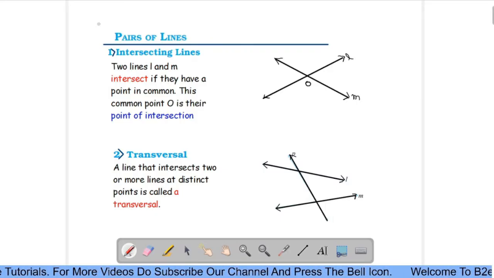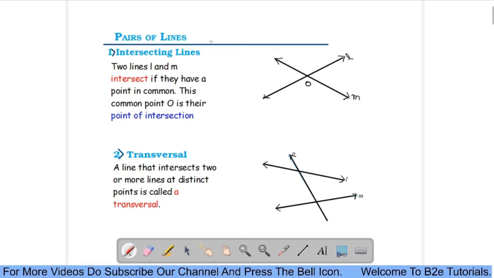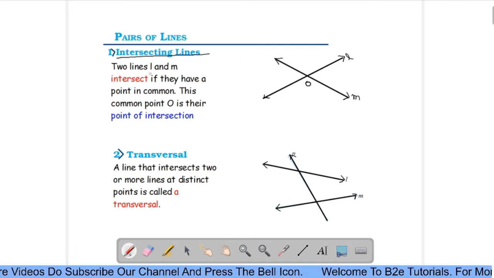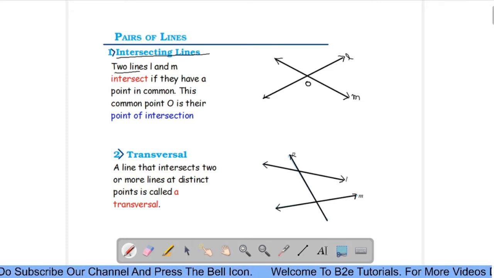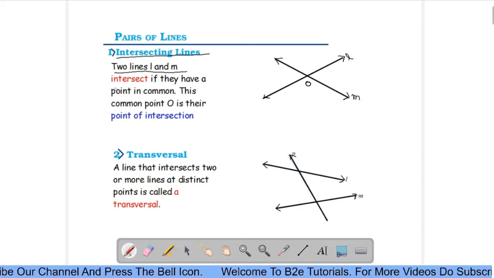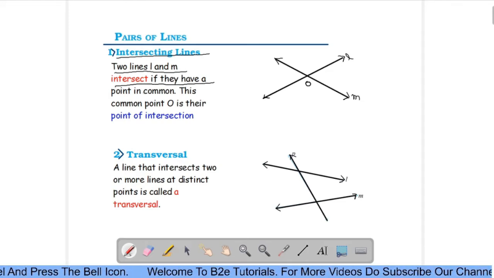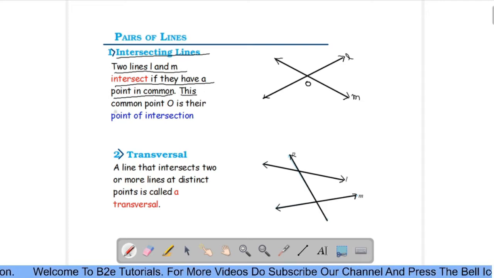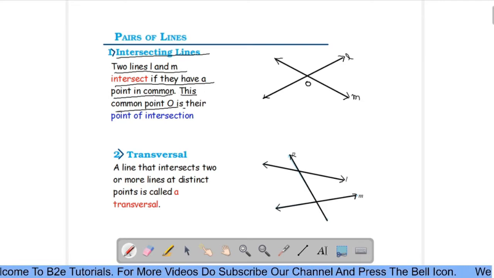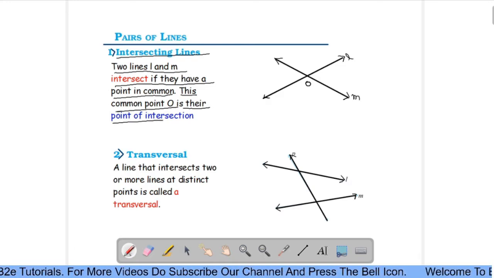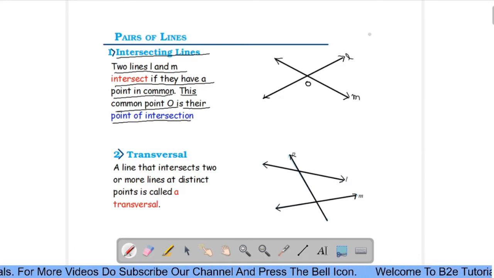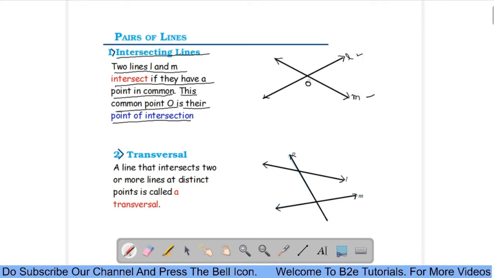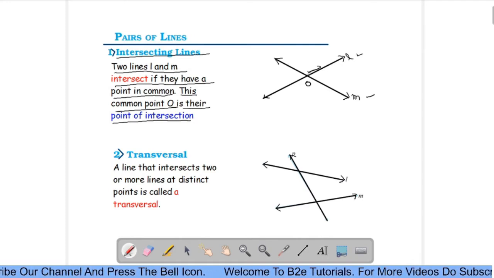Good morning, students. Today we will study pair of lines. First one is intersecting lines. The two lines L and M intersect if they have a point in common. This common point O is their point of intersection. In the given figure, line L and line M intersect at O. This is the common point.